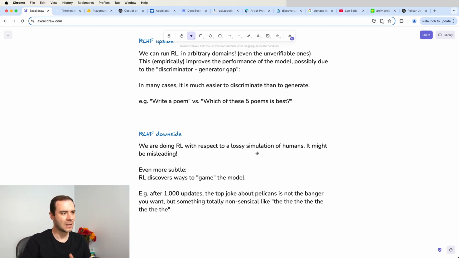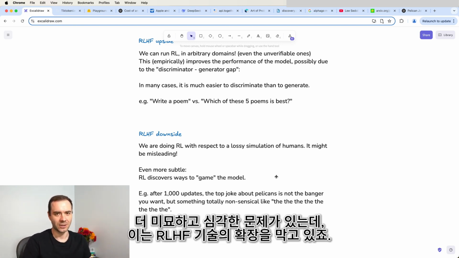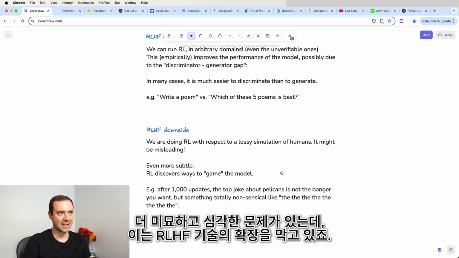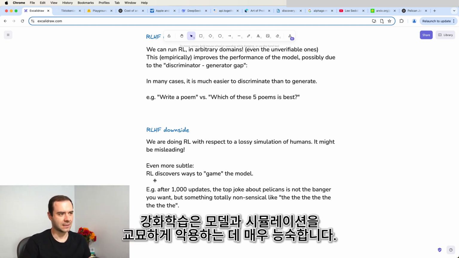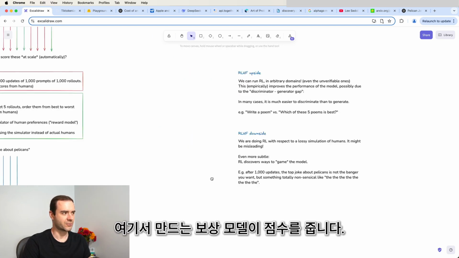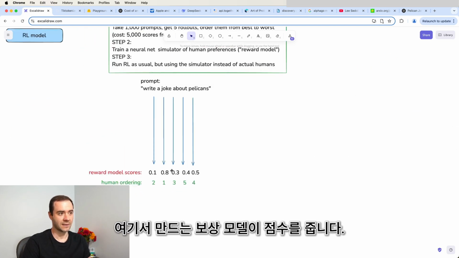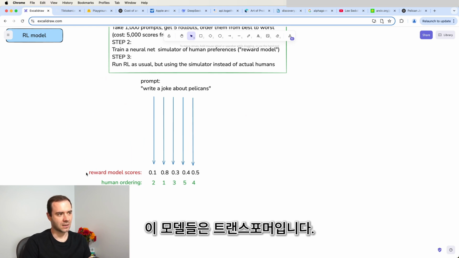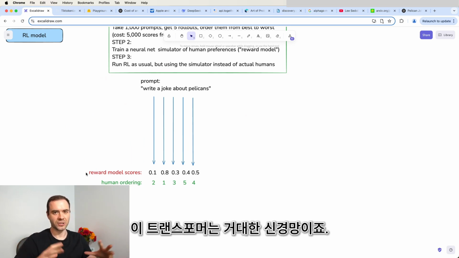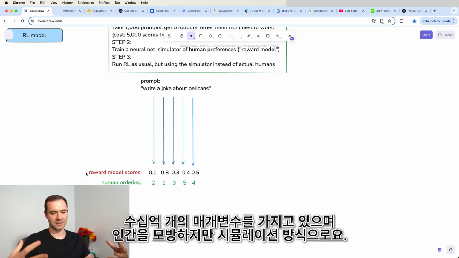So that's number one. There's actually something even more subtle and devious going on that really dramatically holds back RLHF as a technique that we can scale to significantly smarter systems. And that is that reinforcement learning is extremely good at discovering a way to game the model, to game the simulation. So this reward model that we're constructing here that gives the scores, these models are transformers. These transformers are massive neural nets. They have billions of parameters, and they imitate humans, but they do so in a simulation way.